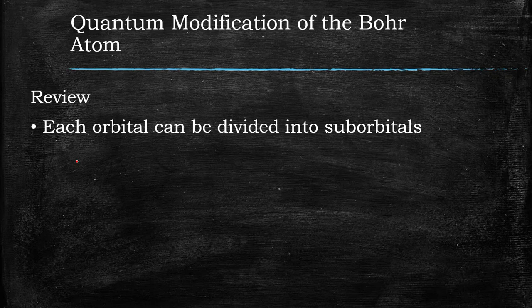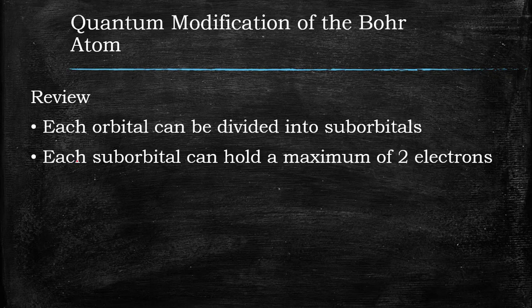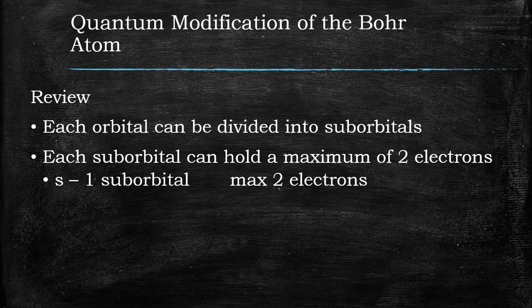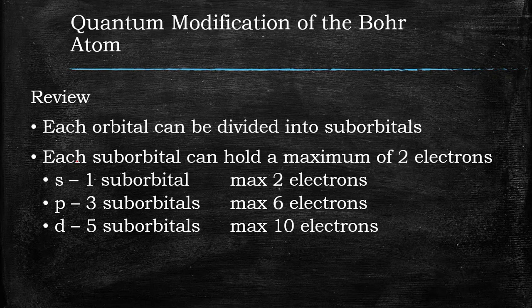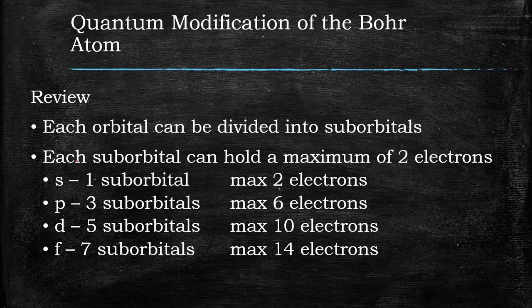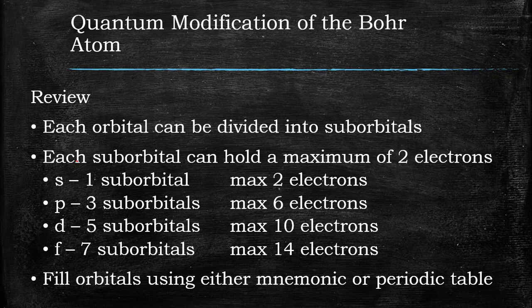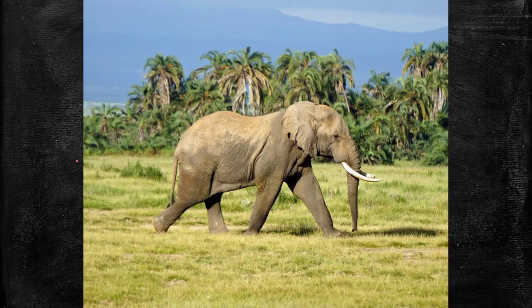Every orbital can be divided into suborbitals. Each suborbital can hold a maximum of 2 electrons. So the S orbital can hold 2, P can hold 6, D can hold 10, F can hold 14, but they don't have to be totally filled. You're going to figure out how to fill the orbitals and in what order using either a mnemonic or the periodic table. The more you use the periodic table, the easier that becomes. So there is a lot to memorize in this video, so you will need to be like the proverbial elephant and never forget. In the next video, we're going to start to talk about periodic trends, and electron configuration will play into that.